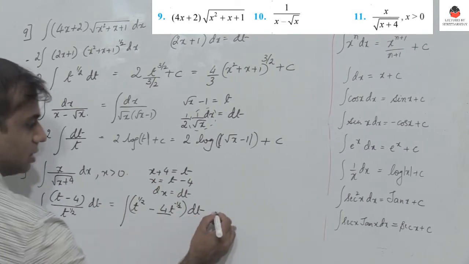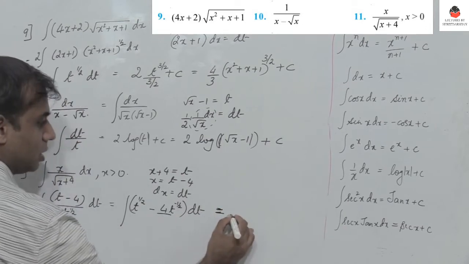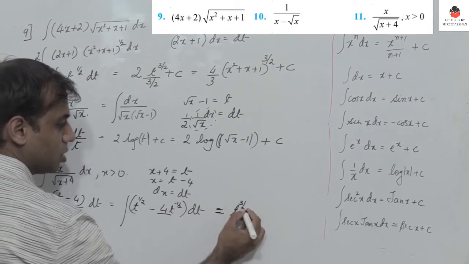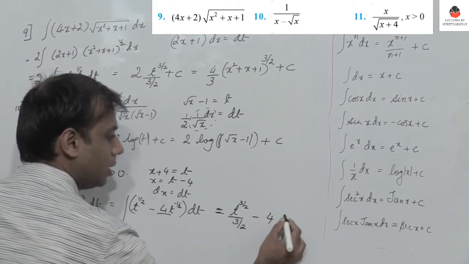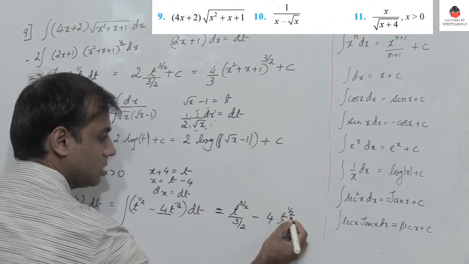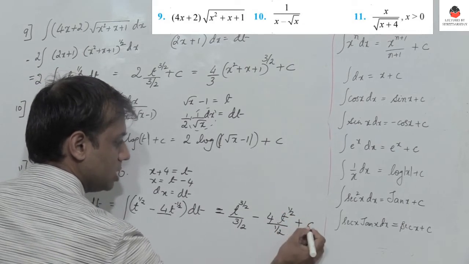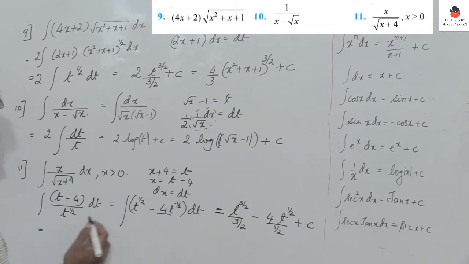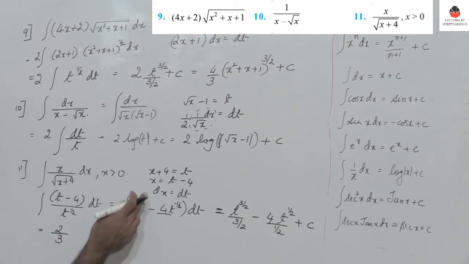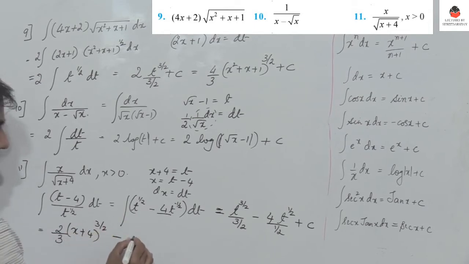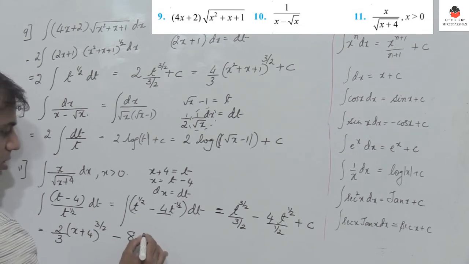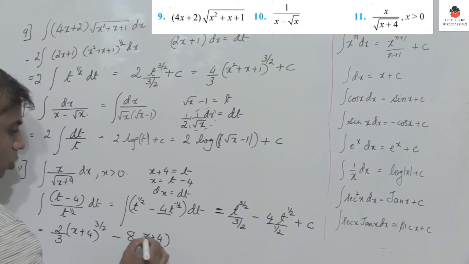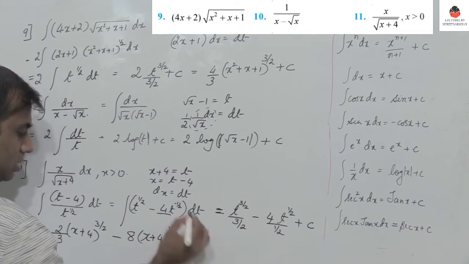So if I integrate this, this is of course t power half plus 1, which is 3 by 2, divided by 3 by 2, minus 4 into t power minus half plus 1, which is plus half, divided by 1 by 2 plus c. So now let me bring this 2 to the numerator. 2 by 3, t is x plus 4 whole power 3 by 2 minus, bring 2 to the numerator, 4 into 2 is 8, t is x plus 4 whole power 1 by 2 plus c.